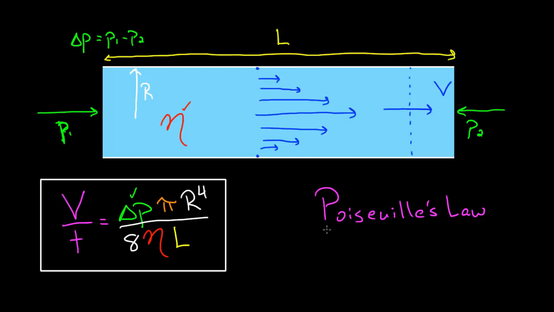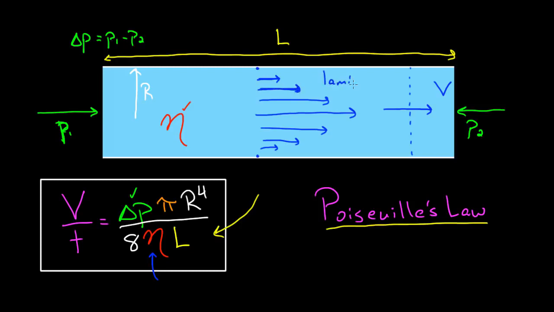So this is called Poiseuille's law. It's useful in a lot of medical and engineering applications, whenever you want to determine the volume flow rate. Now you've got to be careful. We're assuming this is a Newtonian fluid. That means eta is not a function of the speed of the fluid. We're also assuming you have nice streamlined laminar flow.